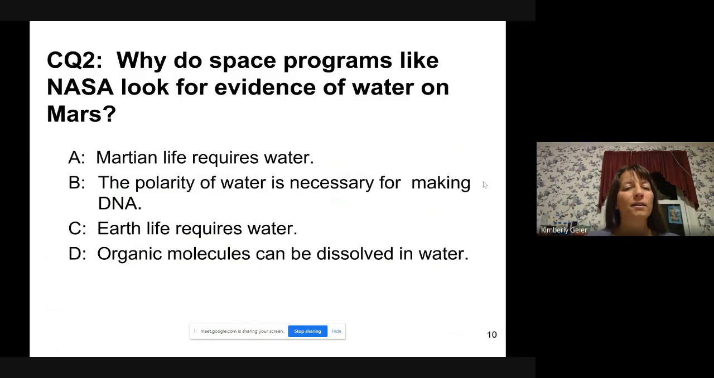Is it A, that Martian life requires water? Is it B, the polarity of water is necessary for making DNA? Is it C, Earth life requires water? Or D, the organic molecules can be dissolved in water?